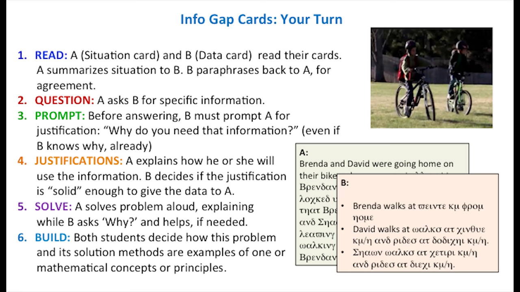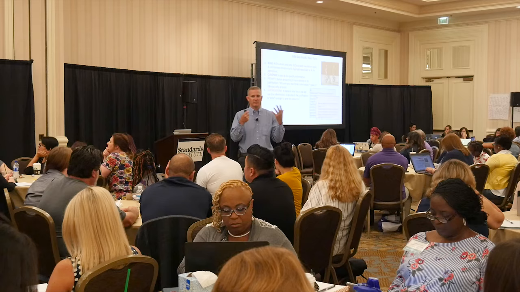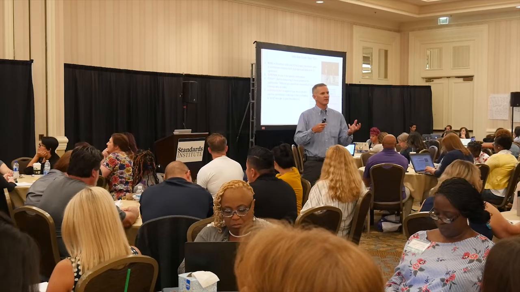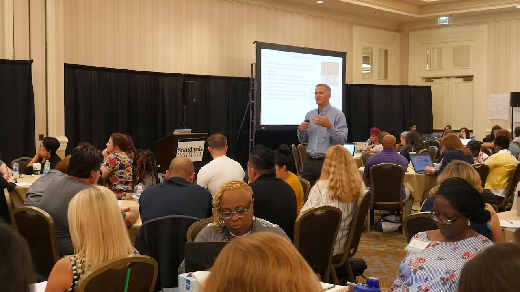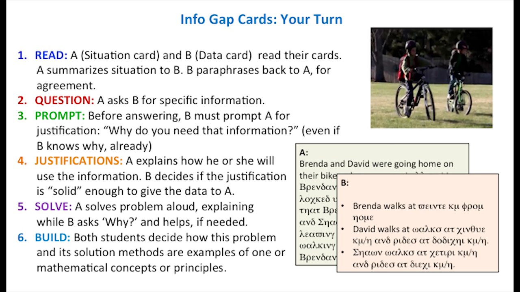Justifications: A explains how he or she will use the information. B decides if the justification is solid enough. If it's just, well, because I need it, that's not quite solid enough. Mathematically, what does it mean to be solid? That's why I put up those three columns of justification. Is the justification strong enough for getting the information? Then A solves the problem, explaining aloud, while B asks why at times and helps if needed. So again, still a lot of why coming from student B.